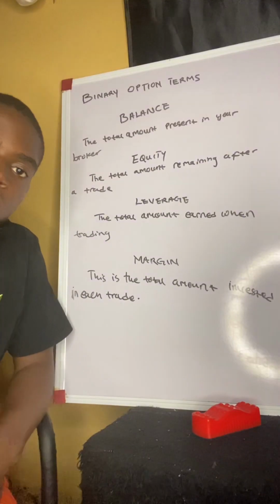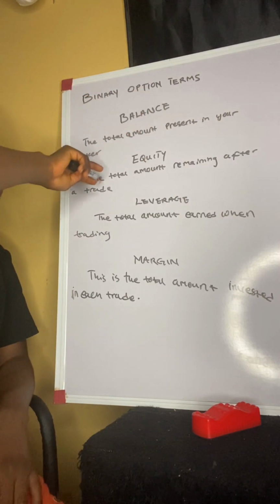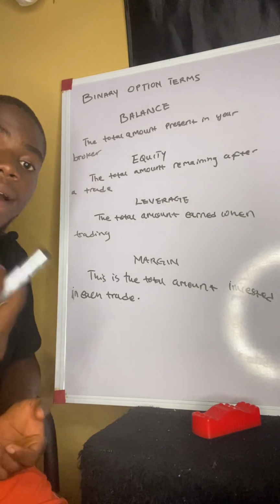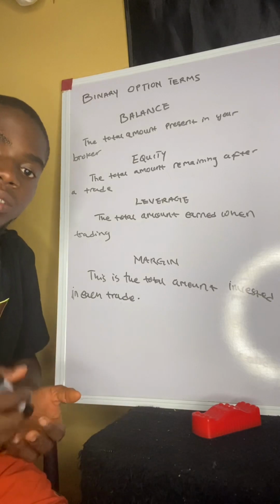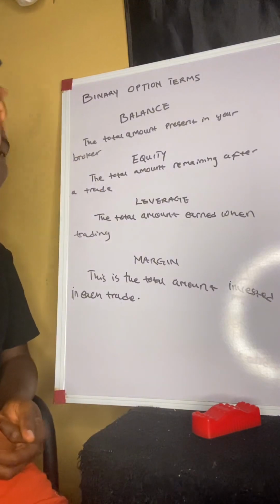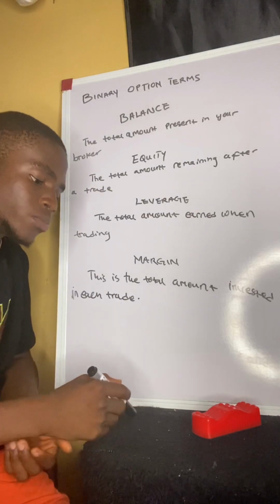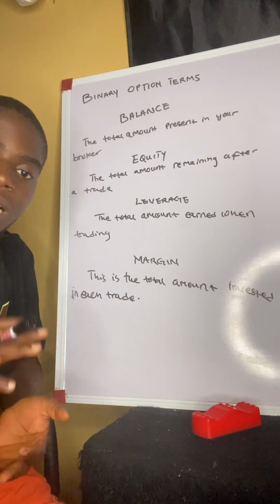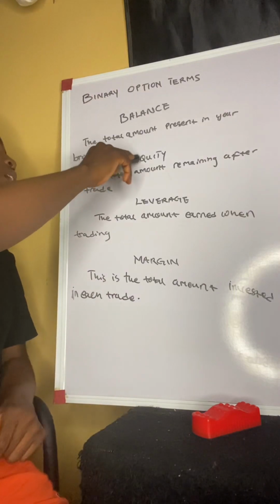Guys, next we go to the terms balance, equity, leverage, and margin. We'll be looking at them one after the other. First of all, what is the balance? Balance is the total amount present right now in your broker. The total amount in your broker is your balance. Whatever you have in your broker before you even start trading, that is your balance.